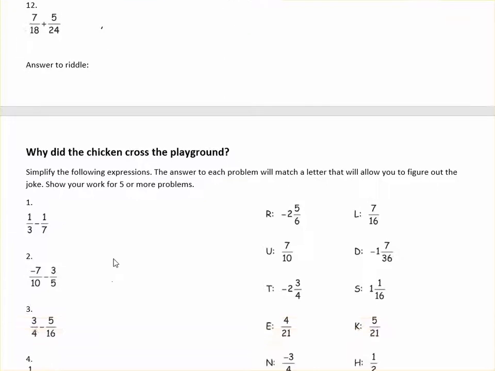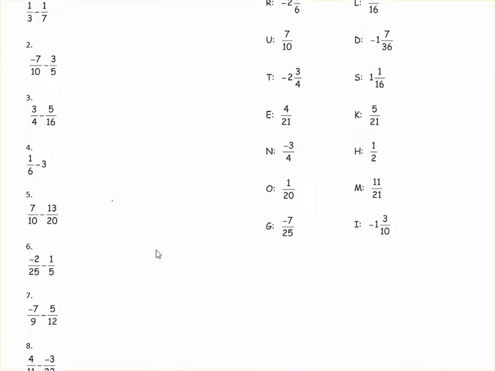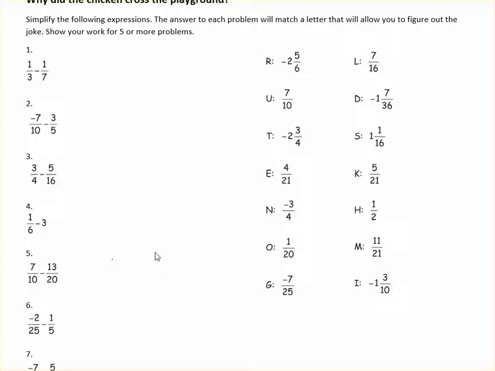And again, you need to show your work on 5 problems of these. And you can go ahead and show your work on the ones that I'm doing, and then you might have to show your work on all of them if that's the way you're doing these problems. So number 5 says 7/10 minus 13/20. This one's going to be easy to find the common denominator. I already know what it is.